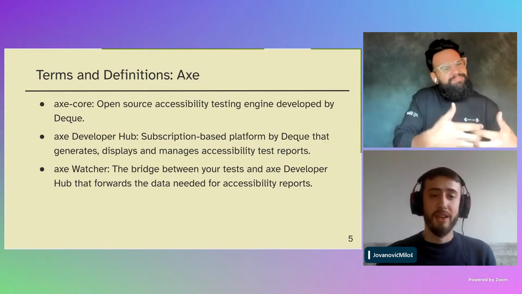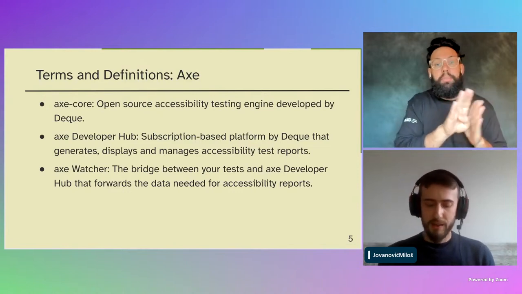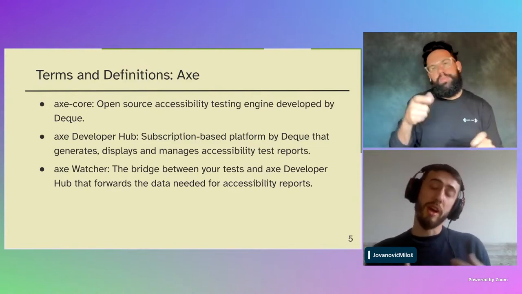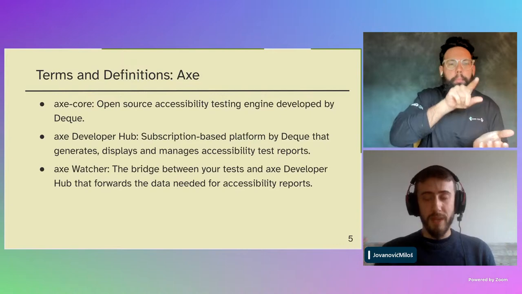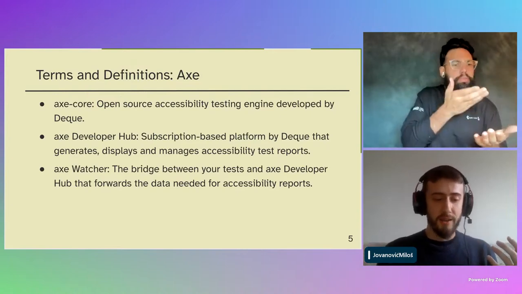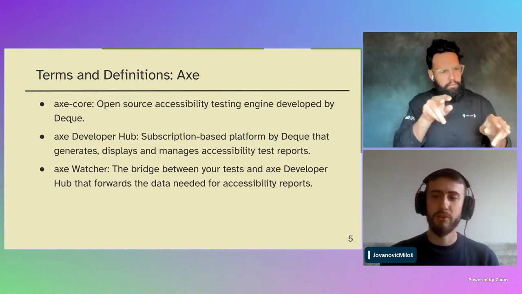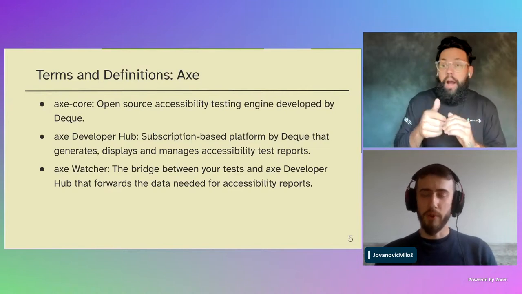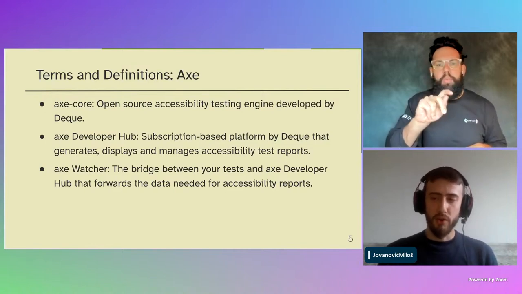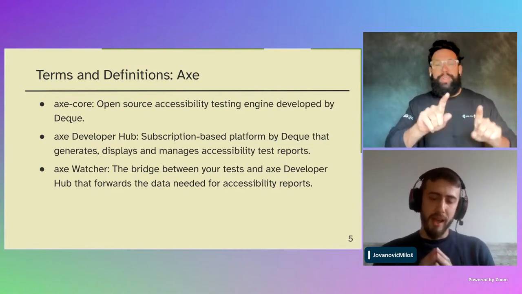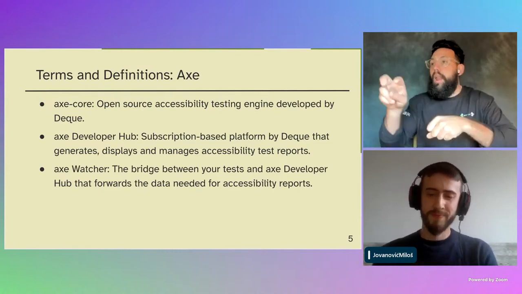From there, we have the new offering of the Axe Developer Hub, a subscription-based platform that takes the data from your accessibility tests and generates reports that you can easily verify, show to your stakeholders, and get clean information from. The tool actually doing the data gathering and forwarding it to the Developer Hub is the Axe Watcher. This is a code component which plugs into your testing infrastructure and forwards everything to the Developer Hub to show.